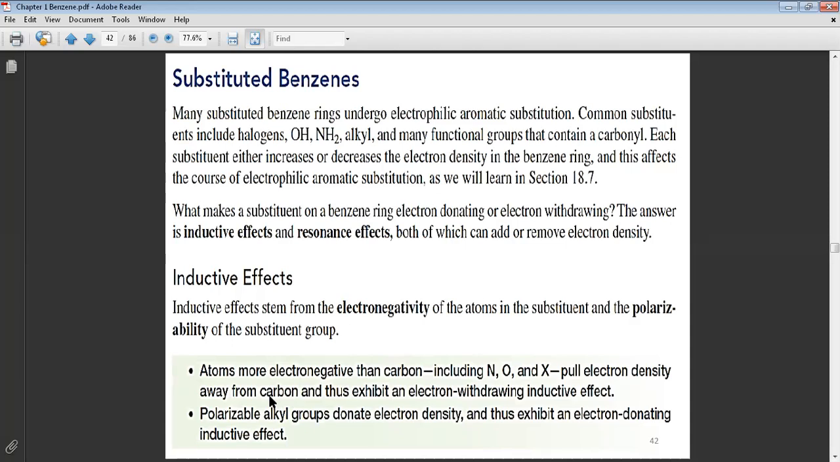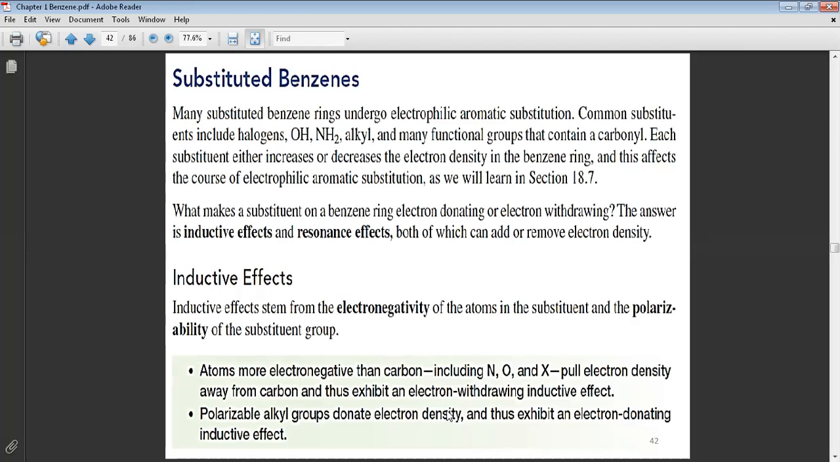Now, the second note, he said polarizable alkyl groups. Look, polarizable alkyl group. What does polarizable mean? It can be positive or negative. A group that donates electron density. Do you know what it means that a polarizable alkyl group donates electron density? It means the alkyl group is essentially donating. Why donating? Because alkyl groups are polarizable.